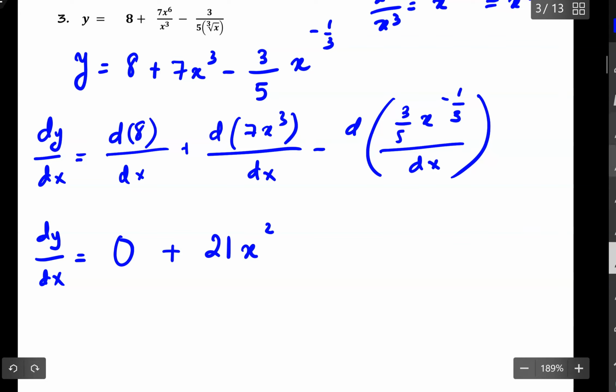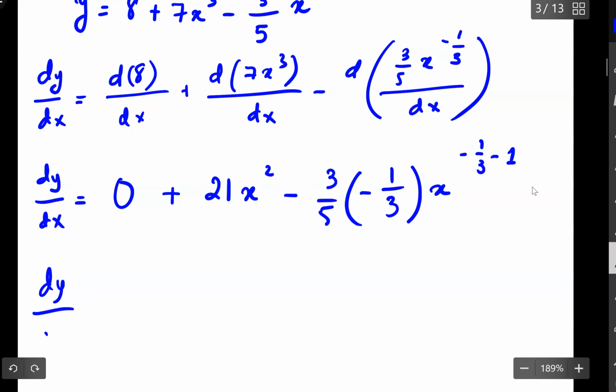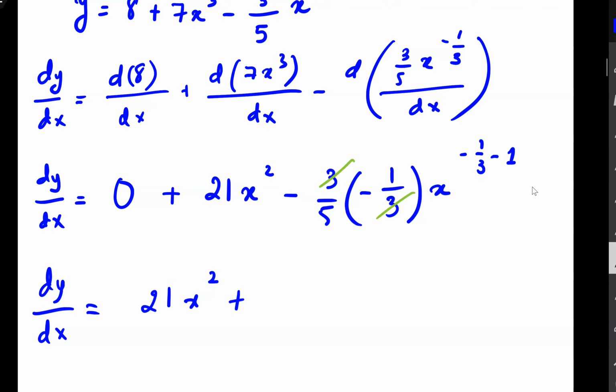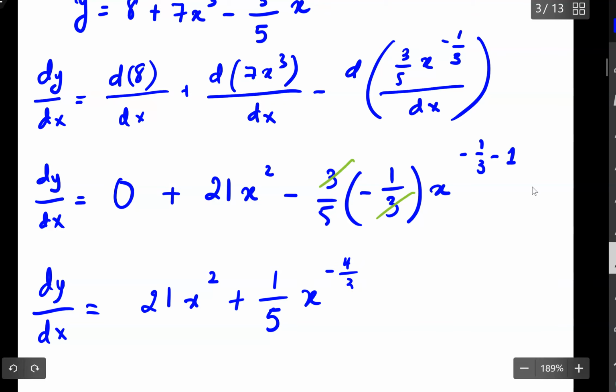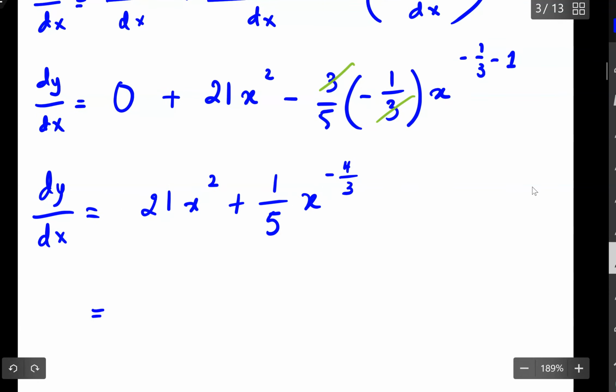So the next one is to take negative 1/3 times 3 over 5. So let's write that step by step. So x is negative 1/3 minus 1. So then dy over dx is equal to 21x squared plus, so I know that the 3 and the 3 cancel out. I should have positive 1 over 5. And x raised to the exponent negative 4/3. Okay, and the next step is to write this as positive exponent as required.